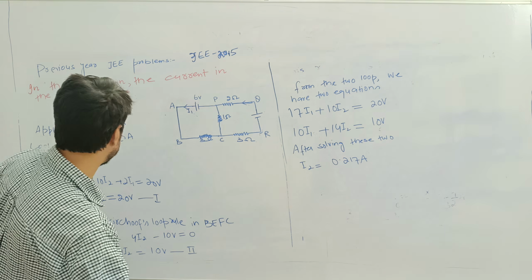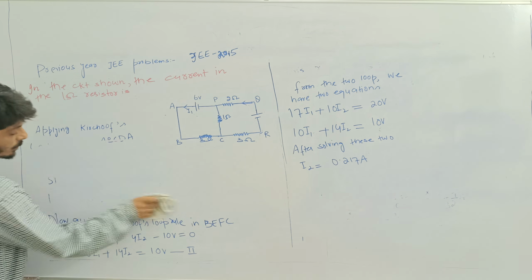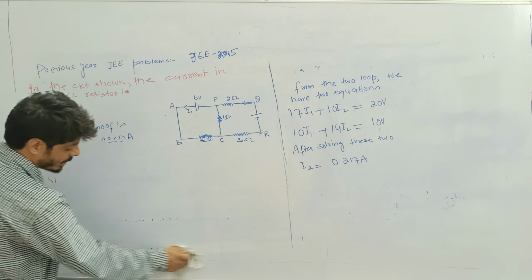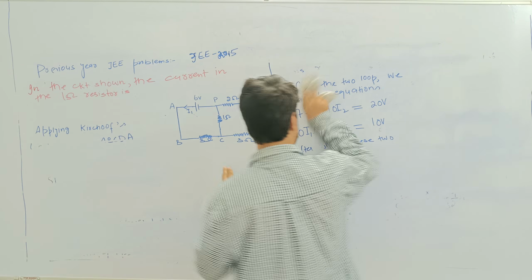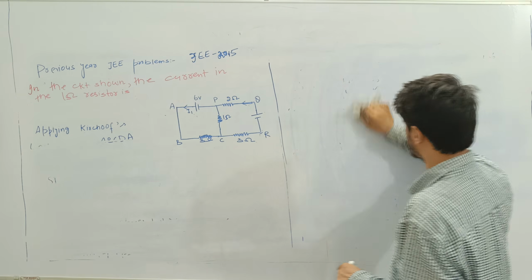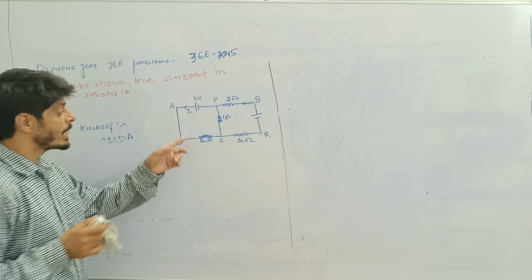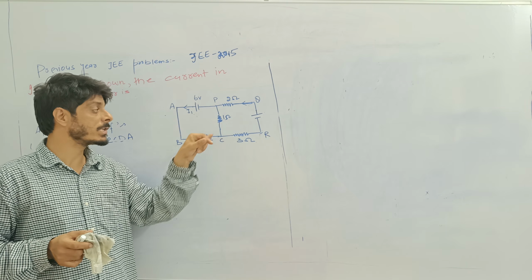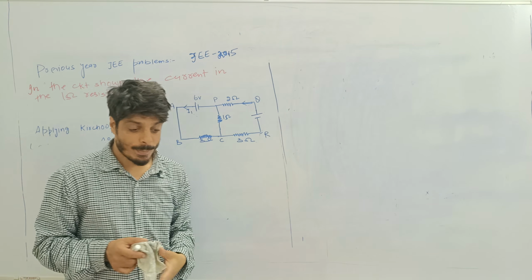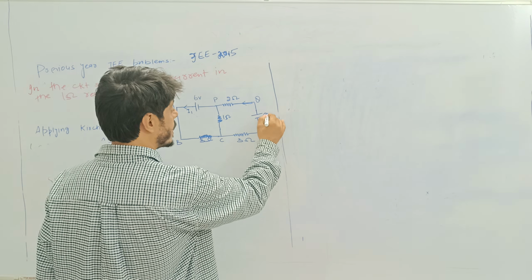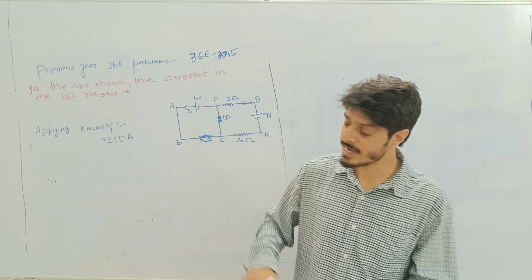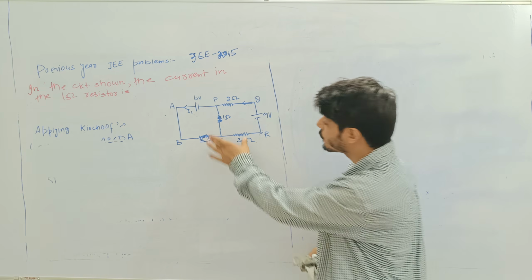Okay dear, so this is another question. In the circuit shown, the current in the 1 ohm resistor is to be found. The same Kirchhoff's loop law I will apply on the two loops. This is a 6 volt battery, this is a 2 ohm resistance, this is a 1 ohm resistance, this is a 3 ohm resistance, and this is another 3 ohm resistance. The battery is 9 volt. We have to find the amount of current that flows through the 1 ohm resistor.